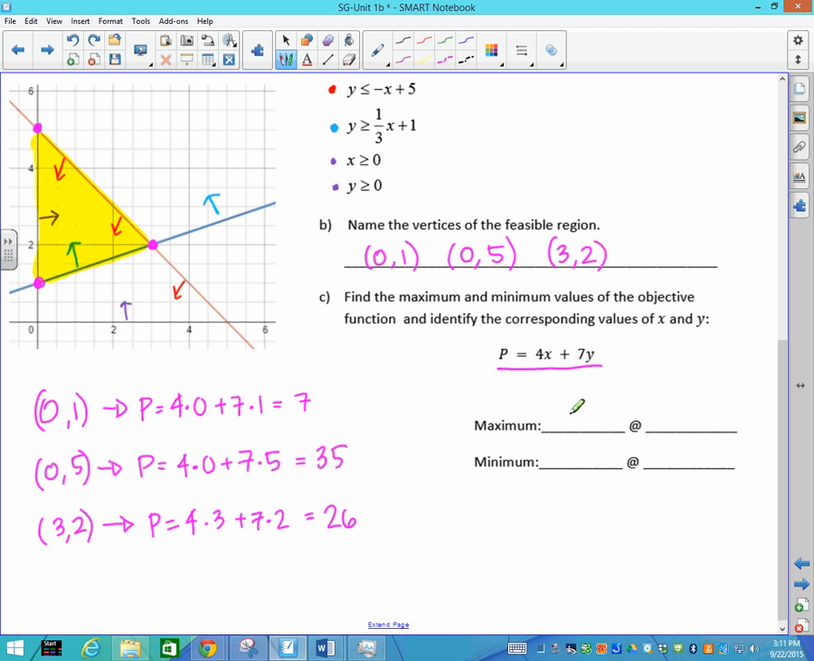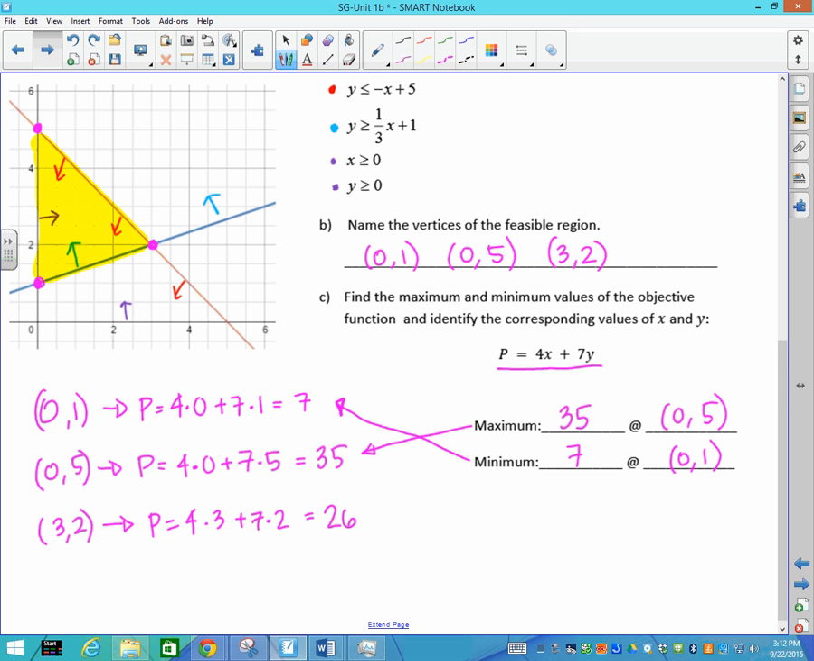So my answer is, which one of these is a maximum? And hopefully y'all can see that this is the maximum. So the maximum value is 35. Where does that occur? At the point (0, 5). The minimum value is 7, and that occurs at (0, 1).